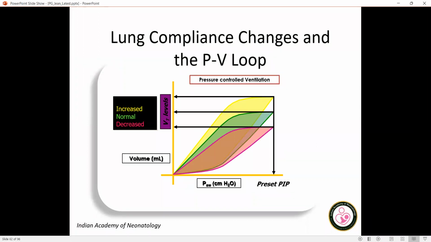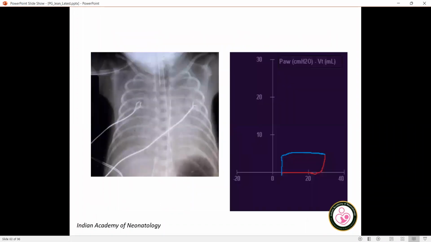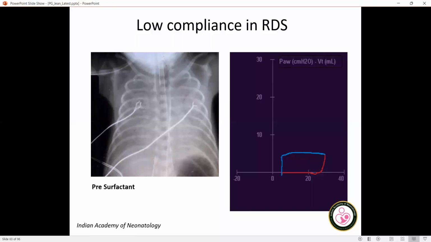Here we can see the compliance. This is a normal compliance, this is green. This pink one is low compliance, and this yellow one, the compliance is more. So this might be RDS or pneumonia, a surfactant deficient state. Can you identify what this is? Yes, we can see the pressure volume loop is lying on the x-axis, and the X-ray also shows a typical RDS pattern. So this is pre-surfactant.